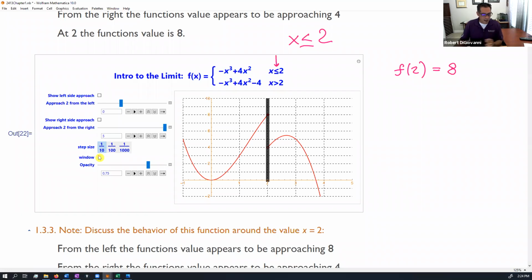From the left, if I start moving in from the left, I'm approaching 2 from the left. Where's the function headed? What value is it headed to?